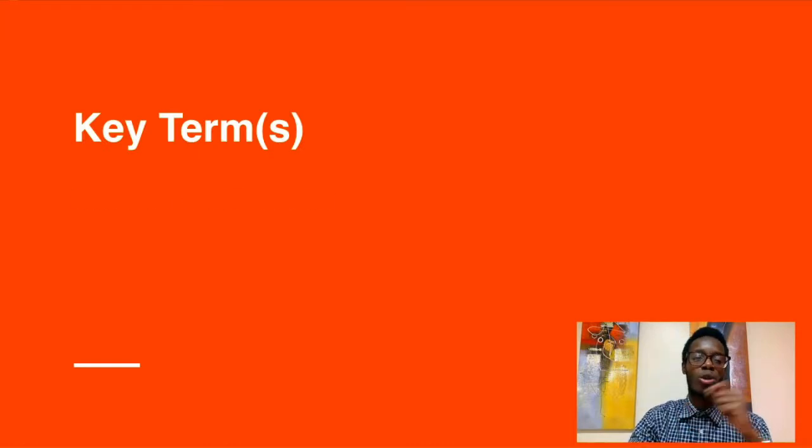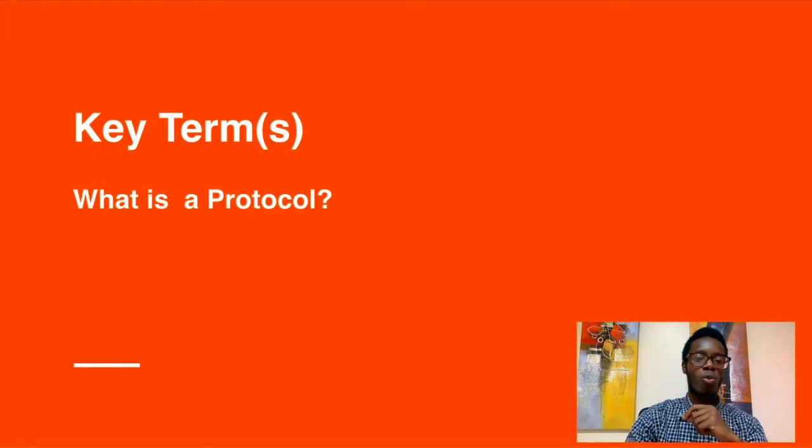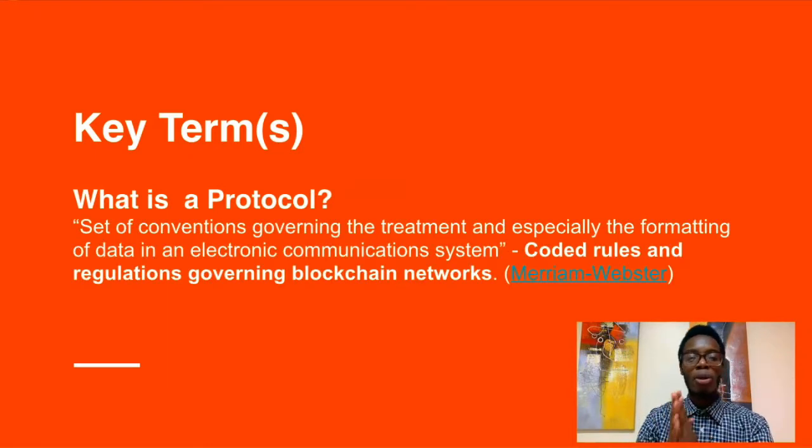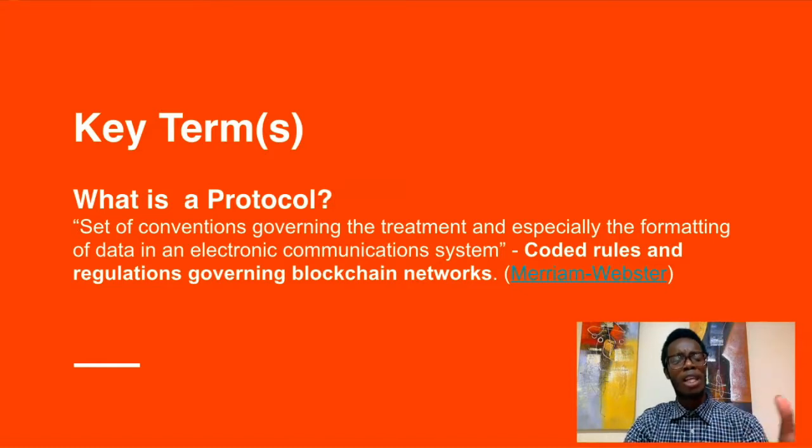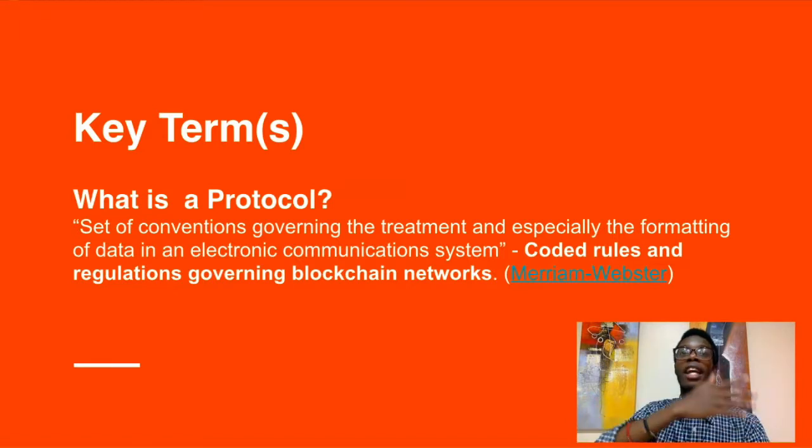Before we get to the third aspect, another key term we all need to know is the term protocol, for those of us who are new to technological stuff. A protocol is simply a set of conventions governing the treatment and especially the formatting of data in an electronic communication system. That's the Merriam-Webster definition, and it sounds pretty complex, but let's simplify this in blockchain terms. A protocol is simply coded rules and regulations governing blockchain networks. These are rules and regulations written down in code that govern how the network operates, how we transact in a particular network, or blockchain network in this particular case.